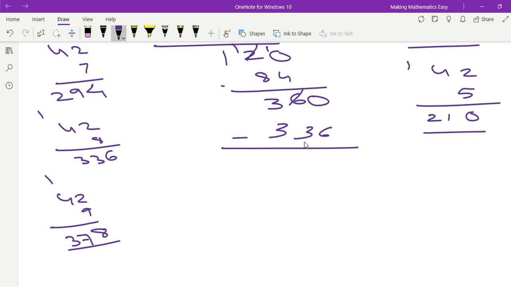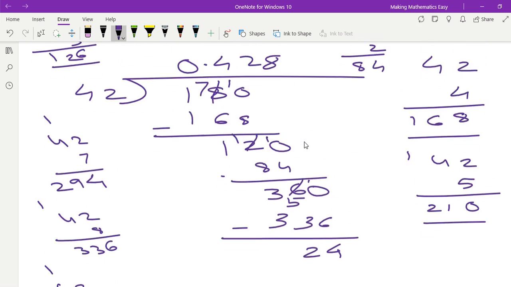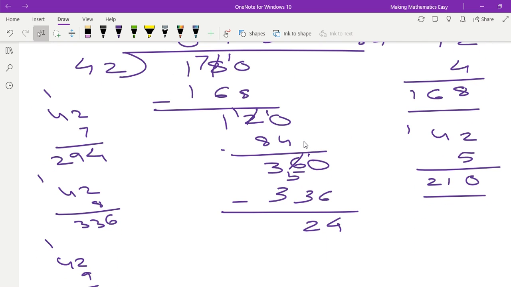So 9s is on a higher side, so we need to take 8s are 336. So we need to borrow 1 from here, so this will become 5, this will be 10, 10 minus 6 will be 4, 5 minus 3 will be 2, this will be 0. So now this is 24. We again need to take a 0 over here. Now we have seen 42 into 5 is 210.